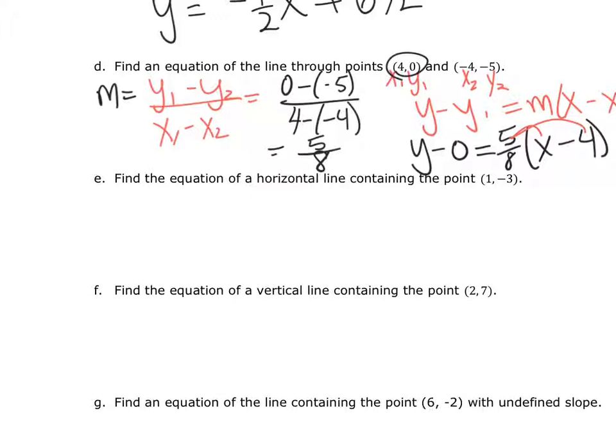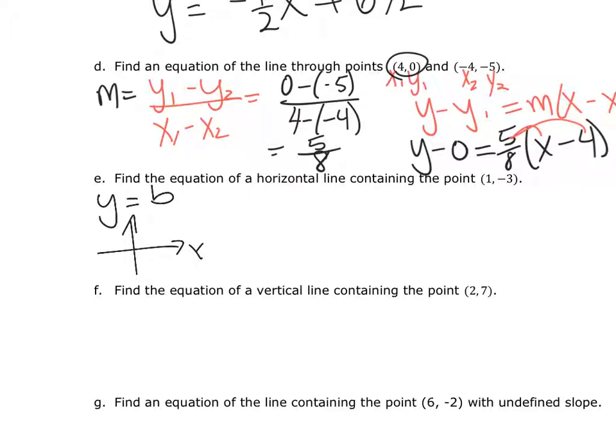All right. Find the equation of a horizontal line containing the point (1, -3). Now remember, a horizontal line is of the form y is equal to b. That's the y-intercept. But we don't seem to have the y-intercept here. We have an ordered pair and it's not on the y-intercept. Well, because it's a horizontal line, we're going to do a quick little sketch of a graph.